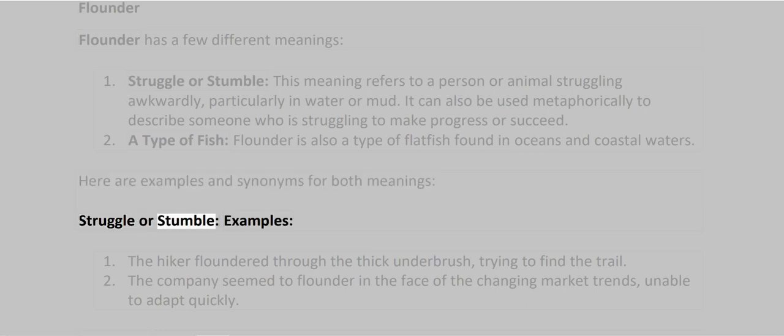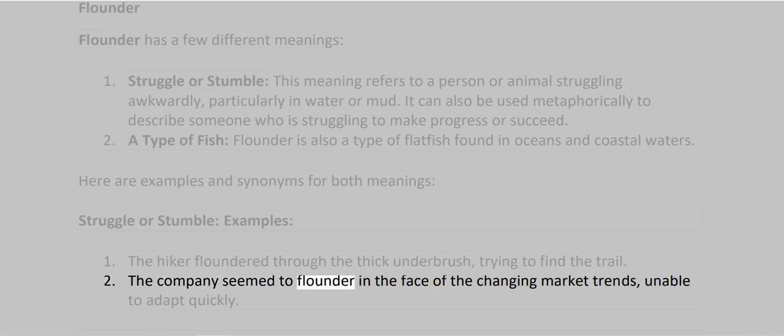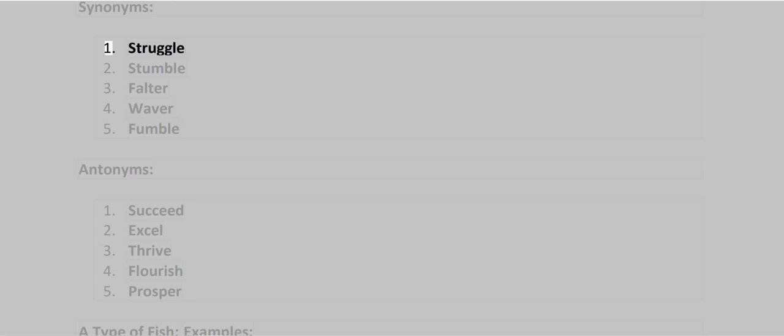Struggle or stumble. Examples: 1. The hiker floundered through the thick underbrush, trying to find the trail. 2. The company seemed to flounder in the face of the changing market trends, unable to adapt quickly. Synonyms: 1. Struggle. 2. Stumble. 3. Falter. 4. Waver. 5. Fumble.